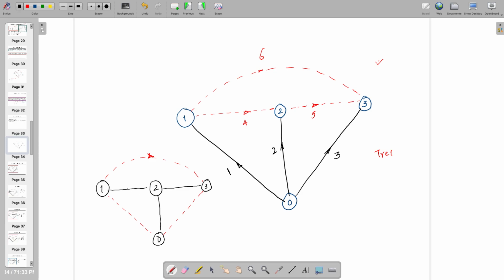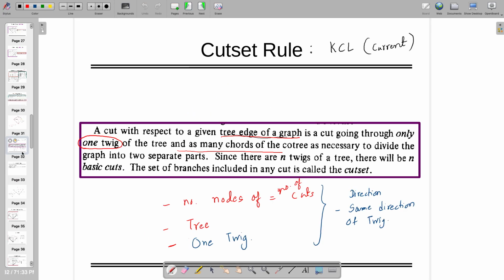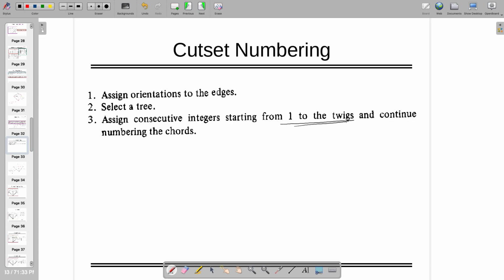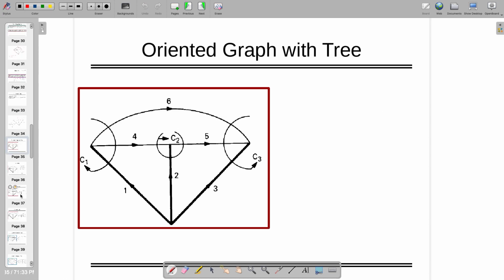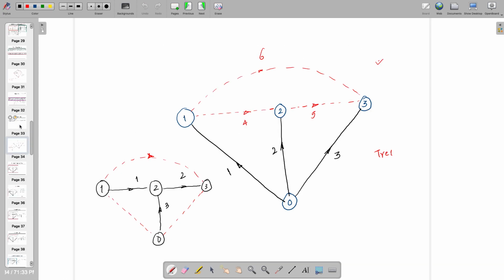So what he is saying is, start numbering 1, 2, 3 for the twigs, as he is suggesting. Consecutive numbers go only to twigs, and once all the twigs are done, then you go to the other core tree, which will have numbers 4, 5, and 6. If you do this, it will give you a uniform matrix, and that will be very easy to write down very quickly. That's why he is telling this, and you can make so many cuts.